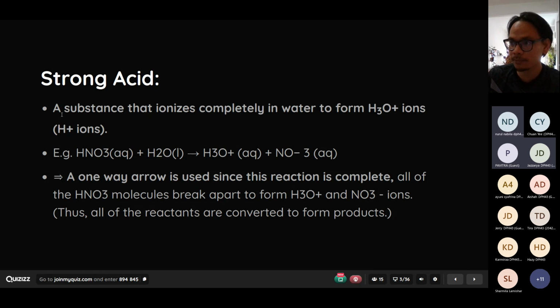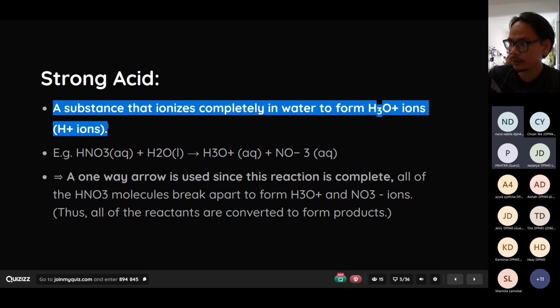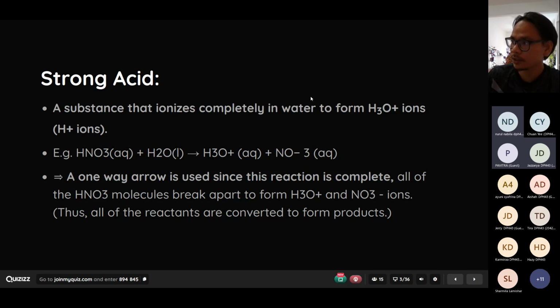It ionizes completely. That's why on the first point here, the bold, the whole sentence, a substance that ionizes completely. Menghasilkan ion dengan sepenuhnya. Ion apa? In this case, hydronium dan juga hydrogen ion. Hydronium, H3O+, dan juga H+ ion.